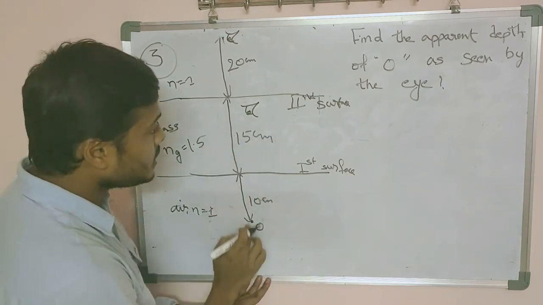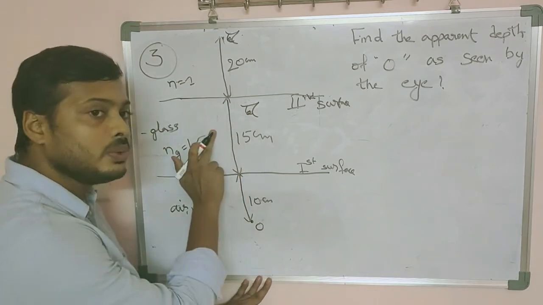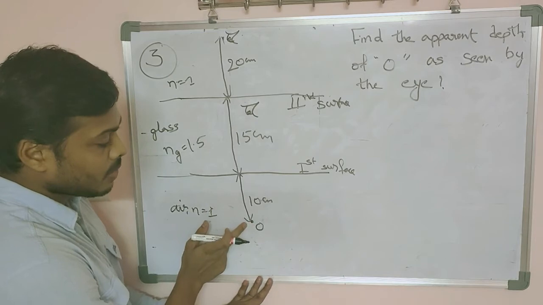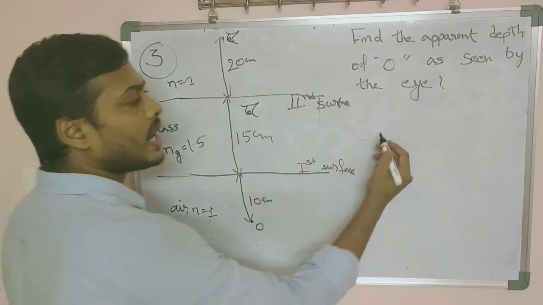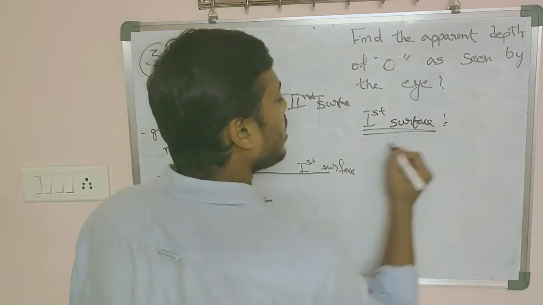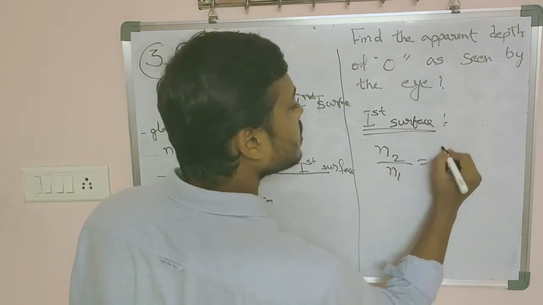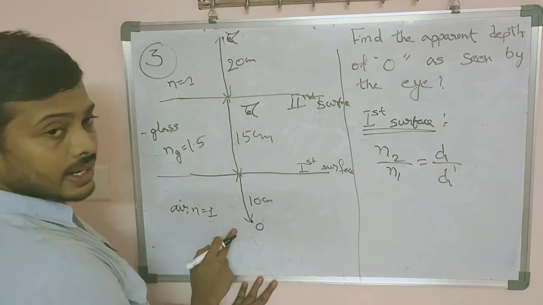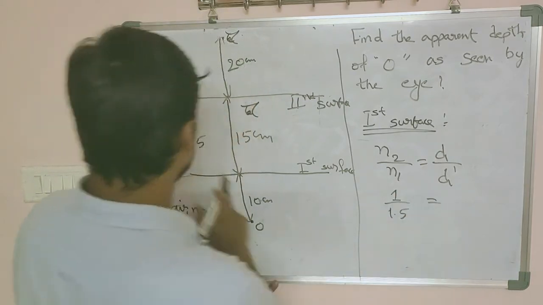If you are seeing this object from this medium, the light rays are coming from this object and going to this medium, okay? That means the light rays are coming from this medium and going to this medium. So at the first surface, or first refraction, we have the formula N2 by N1 is equal to d by d dash. What is N2? N2 is 1 because light rays are coming from here. 1 by what is N1? 1.5, the refractive index of glass.